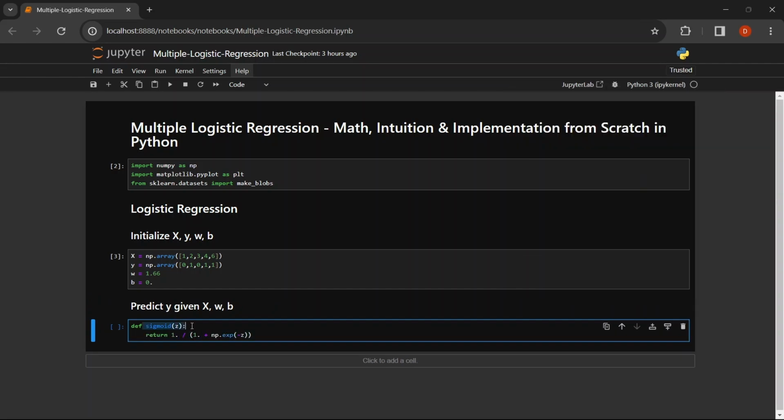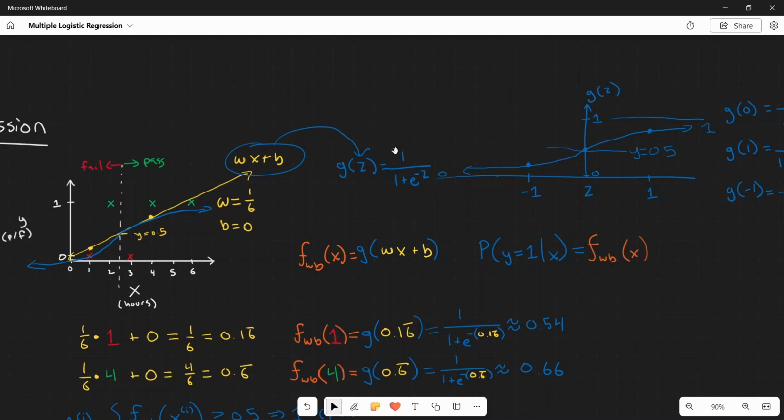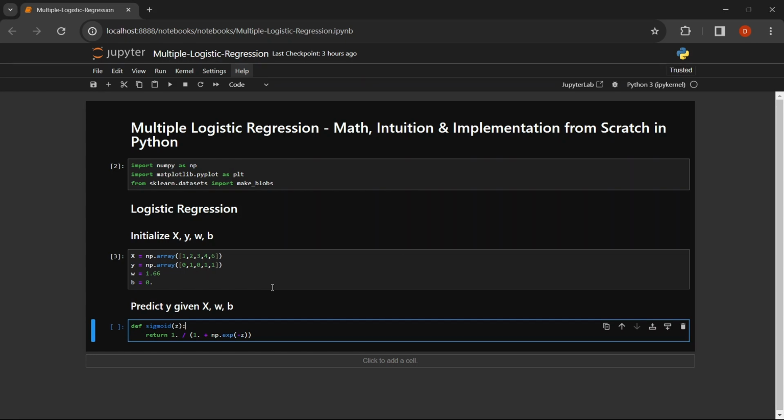Alright, so our sigmoid function is just like we wrote on the whiteboard, where we have 1 divided by 1 plus e to the negative z. So sigmoid is 1 divided by 1 plus e to the negative z. And now we can write the predict y function.